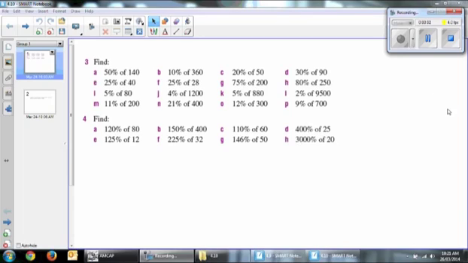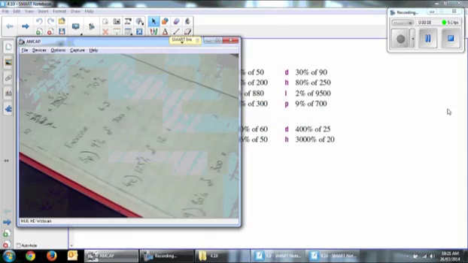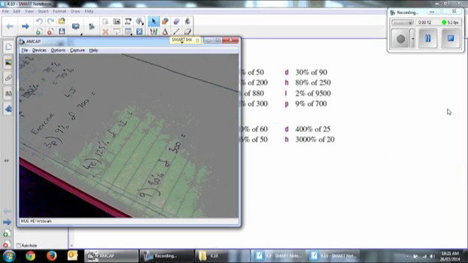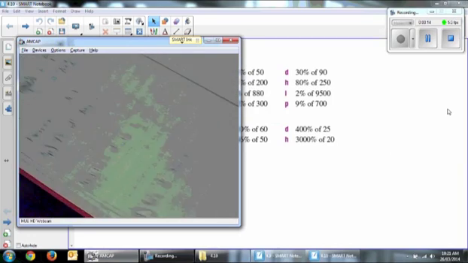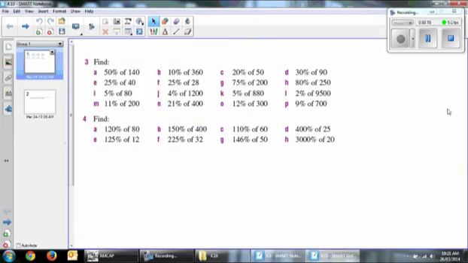Okay, so here we're finding percentages of a number. This is quite a straightforward process if you know your times tables. I'm going to give you a couple of strategies at the end in case you don't know your times tables. The first one, question one, is pretty straightforward. I mean, 50% of 140.